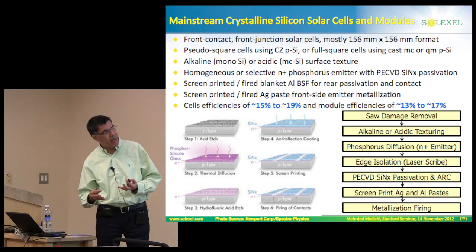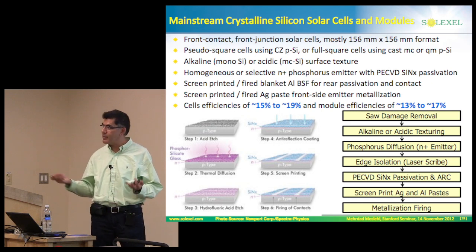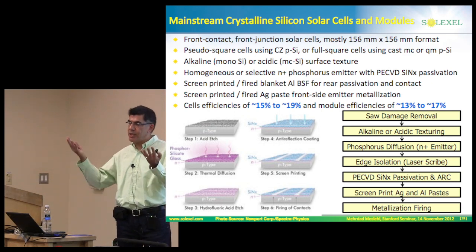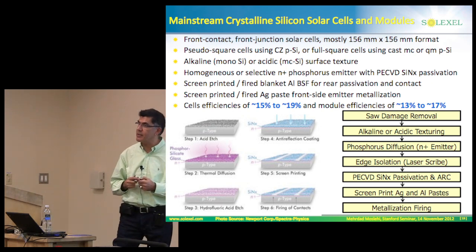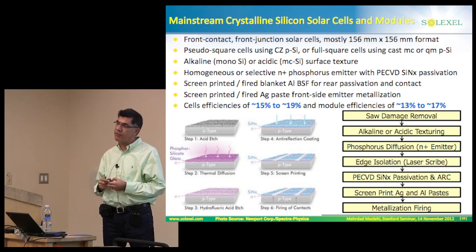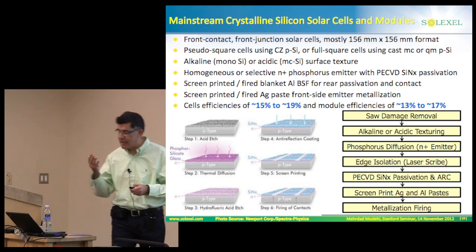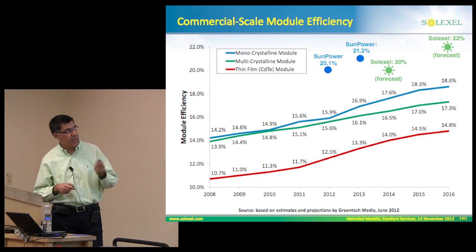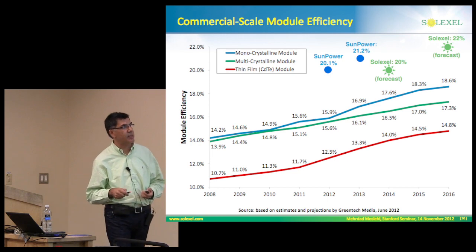The higher efficiency front contact cells use what's called selective emitter. That means the majority of your emitter is lightly doped, or high sheet resistance, so that you don't degrade the blue response of the cell in the higher photon energy range. And then where you make the contacts with silver, it's heavily doped for low contact resistance. So cell efficiencies are 15 to 19%, depending on mono versus multi and selective emitter, or no selective emitter, homogeneous emitter.